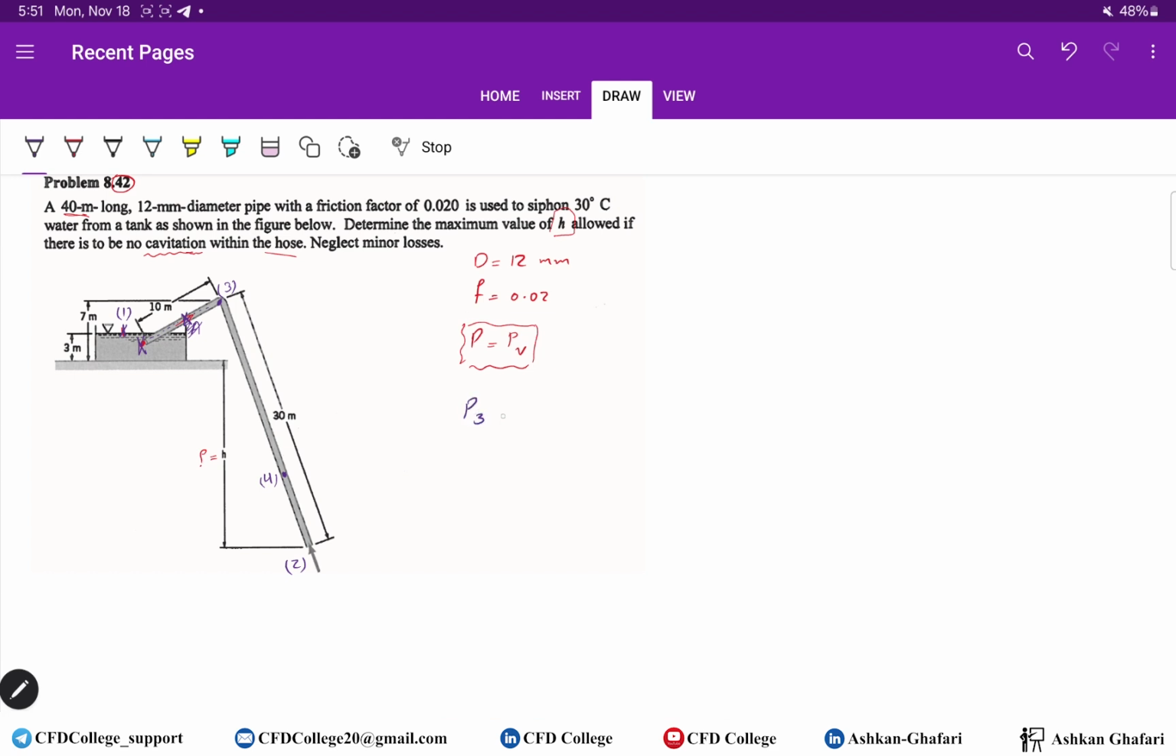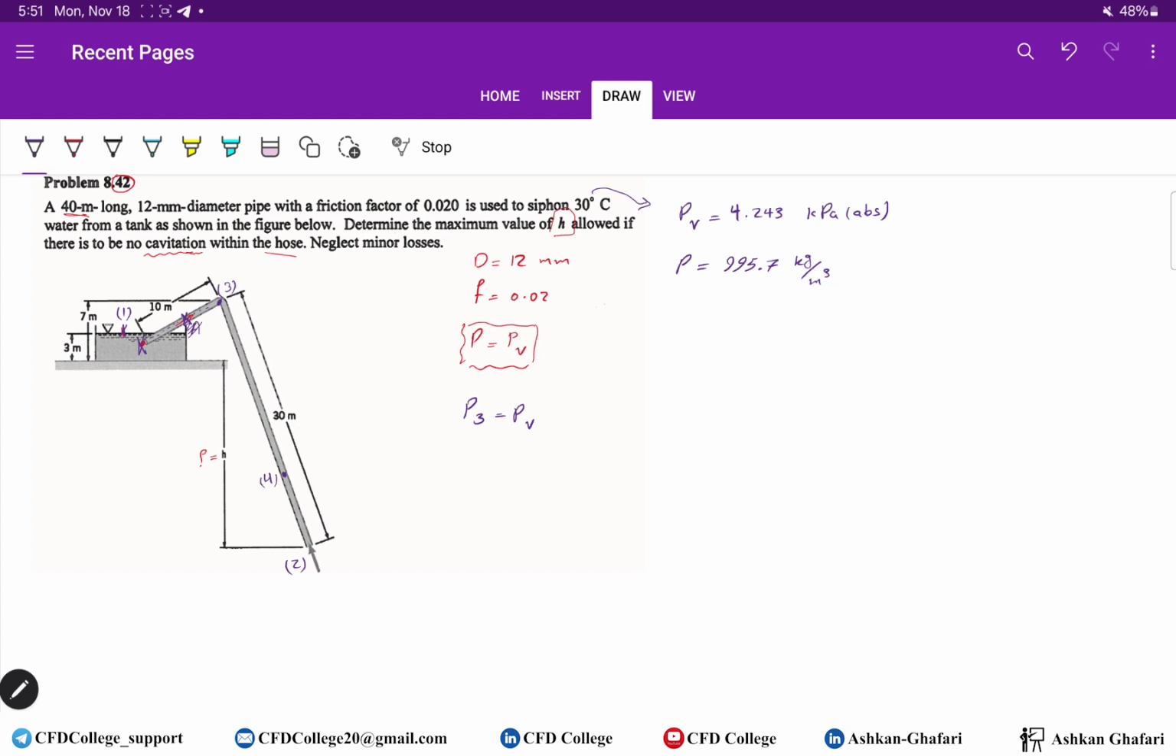It means that P3 equals vapor pressure. For water at 30 degrees Celsius, we know that vapor pressure is 4.243 kilopascal absolute. As you remember, I've mentioned it so many times. When you are dealing with cavitation, you should use absolute pressure. And also density is 995.7 kilograms per cubic meter.